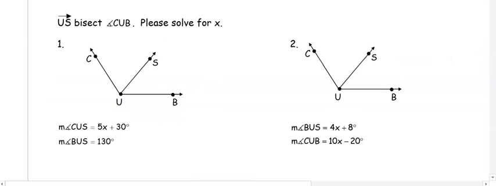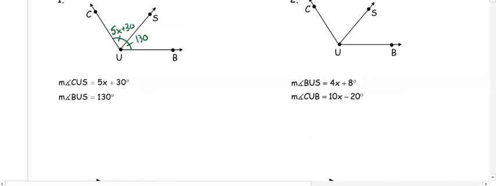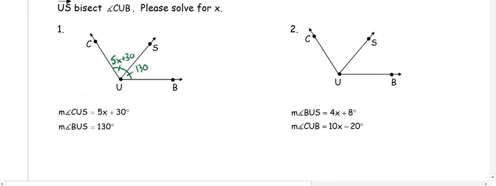In number 1 and number 2, US bisects angle CUB. As soon as I see bisects the angle, I'm going to label that those angles are cut in half. We know that CUS is 5x plus 30, and we know that BUS is 130. These angles are each half of the larger angle, so half is equal to half. So we have 5x plus 30 is equal to 130.